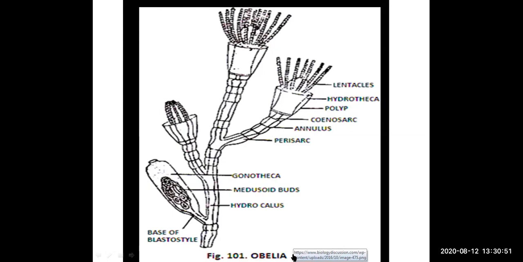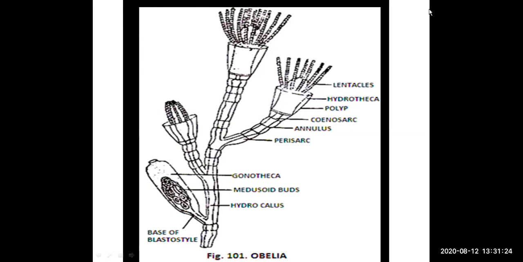Ectoderm is the outer layer. It is formed of a single row of cells. These cells perform different functions, and on the basis of their function they are classified into the following types.